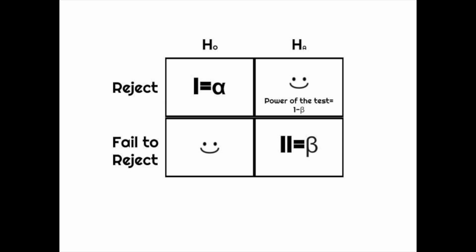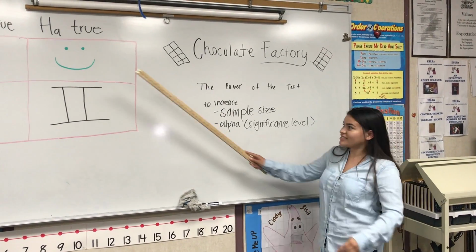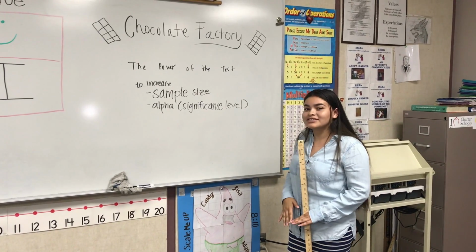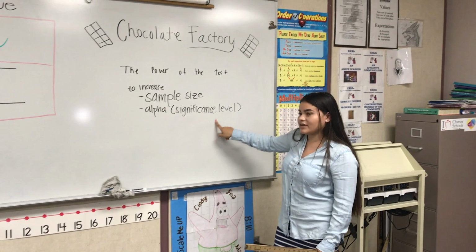We can also increase and decrease the probability of other things on our type 1 error and type 2 error charts. For example, our power of the test. So the power of the test is the probability of correctly rejecting the null hypothesis. To find the power of the test, you must calculate 1 minus beta. To increase the power of the test, you must increase sample size and alpha significance level.